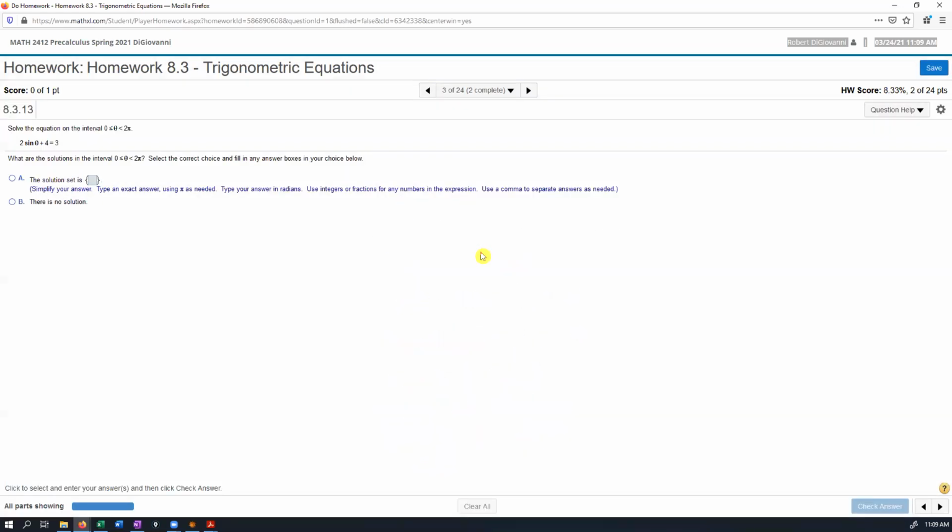All right, now finally getting some trig stuff. So we want to solve this equation in the interval 0 to 2 pi. So we have 2 sine theta plus 4 equals 3. This looks like a linear equation, so I'm just going to subtract 4 on both sides. I get negative 1. I'm going to divide both sides by 2. I get negative 1/2.